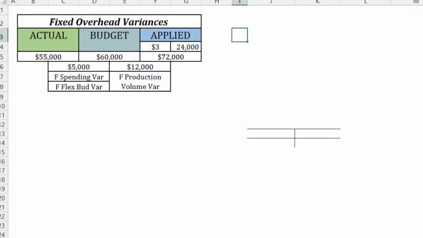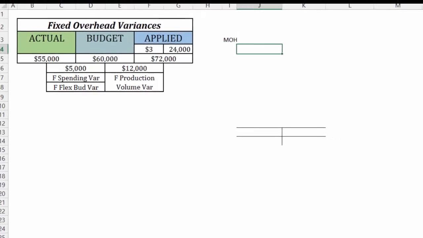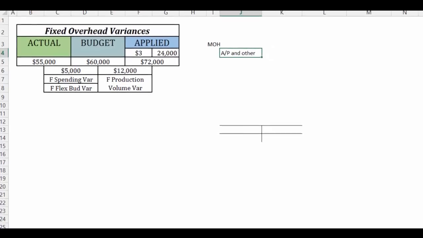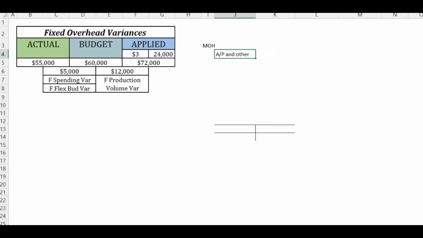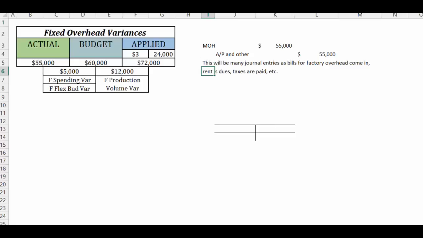So the first journal entry will be to debit manufacturing overhead and credit accounts payable or whatever else it may be, cash, for the amount of the actual bills, invoices, whatever we get during the month, taxes that have to be paid, rent that has to be paid, all of those items. So this is many journal entries again, just like the variable overhead would have been. The next journal entry will be to apply manufacturing overhead to work in process. And we figured out how much we're going to apply. We're going to apply $72,000.